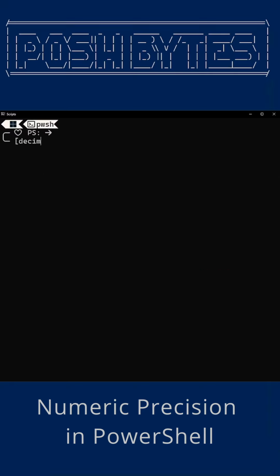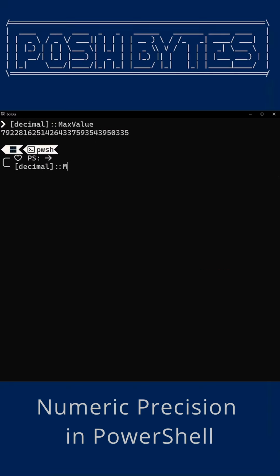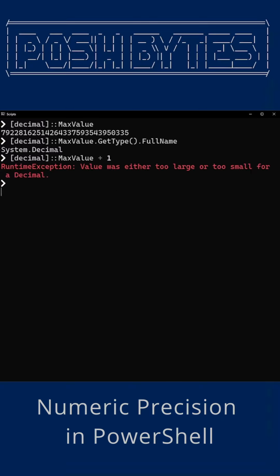Now, if precision is your game, then decimal is your all-pro. Decimal behaves differently. If either operand is a decimal, the results stay decimal. If anything overflows, decimal doesn't guess, it doesn't approximate, it simply refuses.